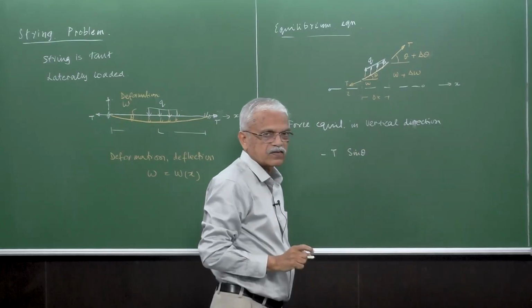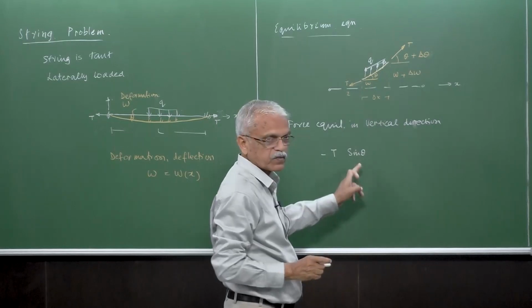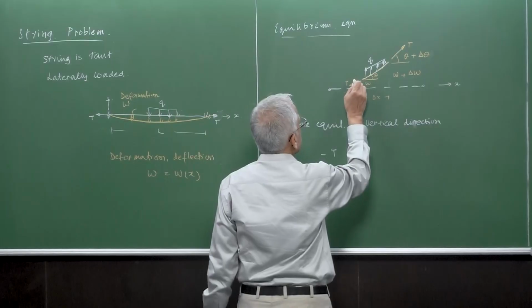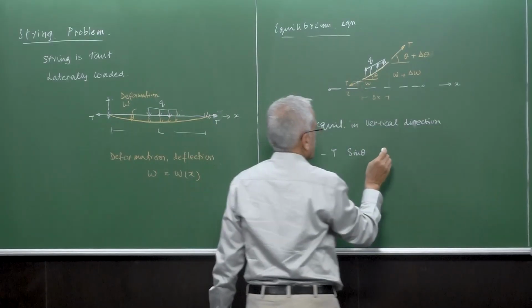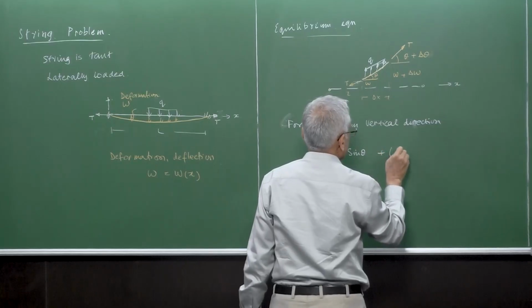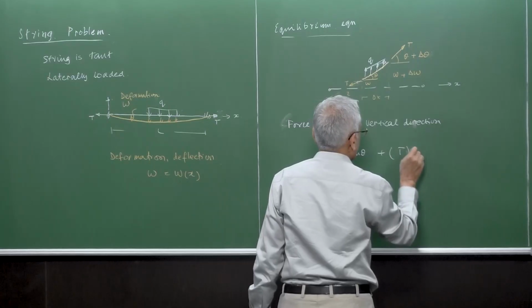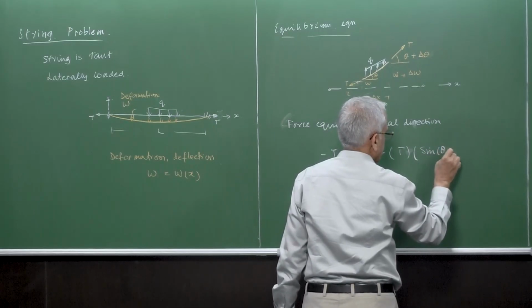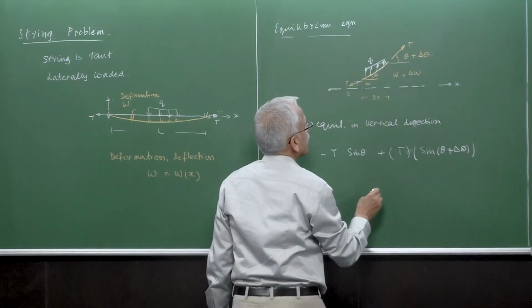We'll put it as sine theta. Now at this moment theta is small. Of course, I'm going to make that simplification very soon. So T and the vertical component is sine theta, and similarly here that one is T multiplied by sine theta plus delta theta, and that's the upward part.